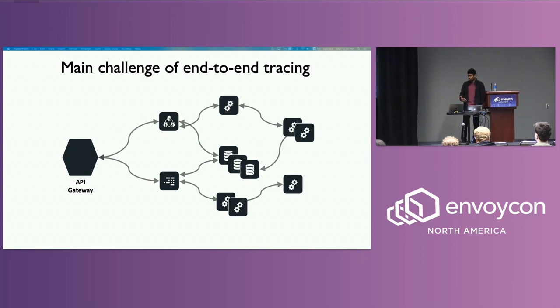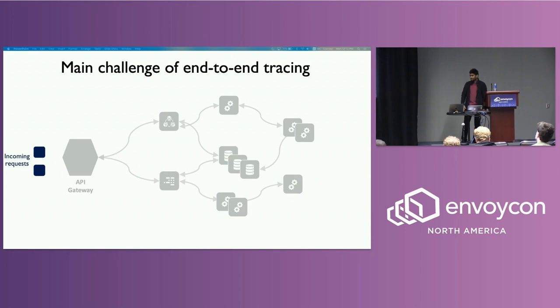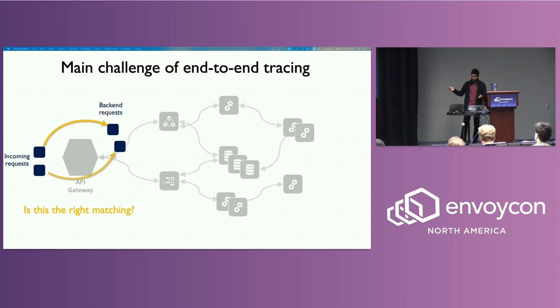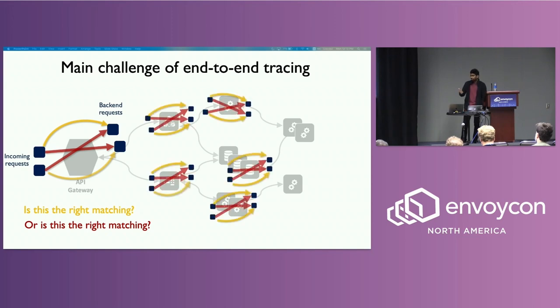So what's the main challenge with achieving end-to-end tracing? Let's say you have a scenario where you have incoming requests arriving at the API gateway. The API gateway might generate different HTTP requests to the backend in order to service these client requests. The main challenge lies in the confusion that there are many options available for this match. For example, is this the right mapping between the incoming request and the backend request? Or is this the right mapping? Without looking into application code, there's no way to tell which is the right mapping. And this problem is present in every single service that the request interacts with, and any solution that tries to provide end-to-end tracing needs to solve this challenge of mapping incoming requests to backend requests.